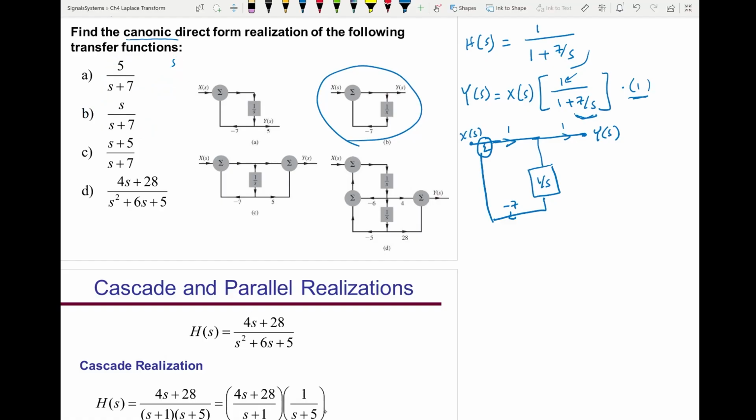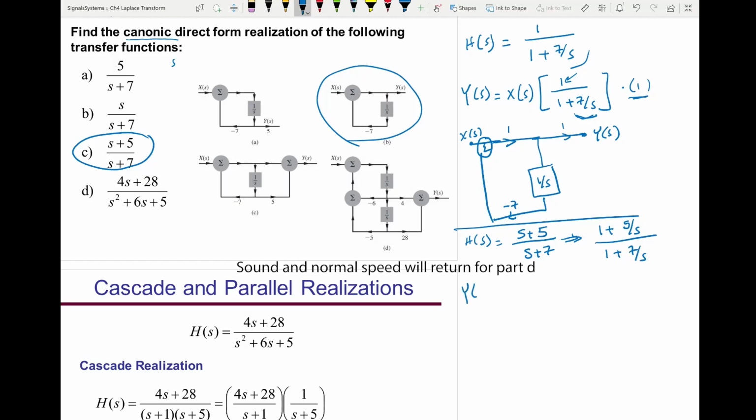Let's do this one, see. So h of s is s plus 5 over s plus 7. So I divide by s. This will be 1 plus 5 over s, over 1 plus 7 over s.